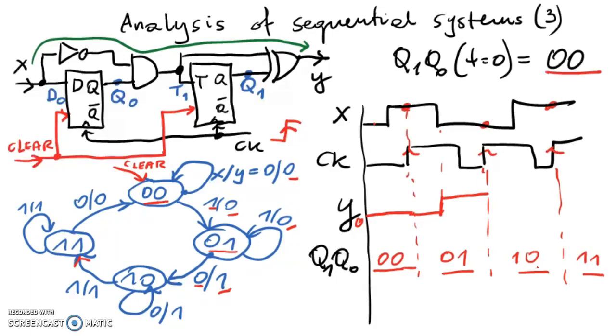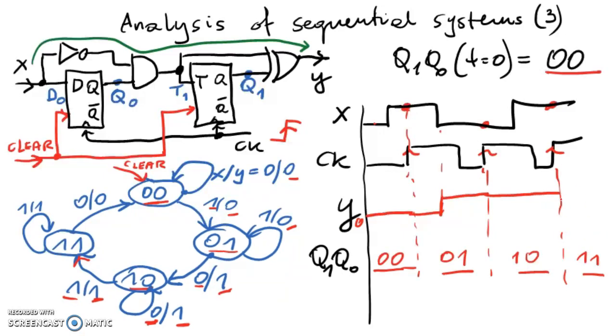The next state is 1, 0, so we must move here and read out the values beside the arrows. Independently of x, in this state y is always 1. So you maintain 1 until the next state.